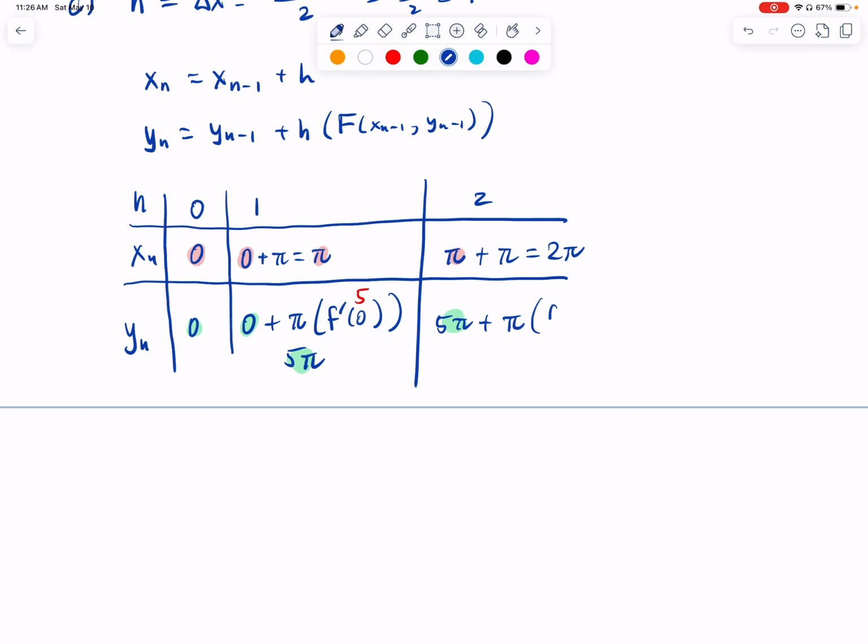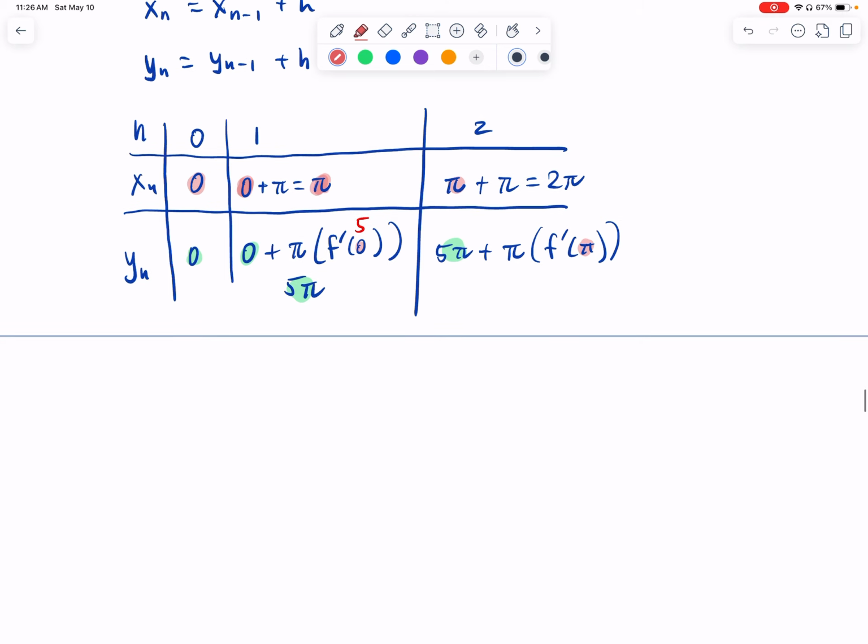So this is specifically f prime of, previous, it's only dependent upon x, which is going to be pi. Right, so this previous x value here. Oh, I didn't actually colorize this stuff. Maybe I should have. So this 0 goes with that 0. And actually this pi goes with this pi right there. Yeah, that's how those things are matching up.